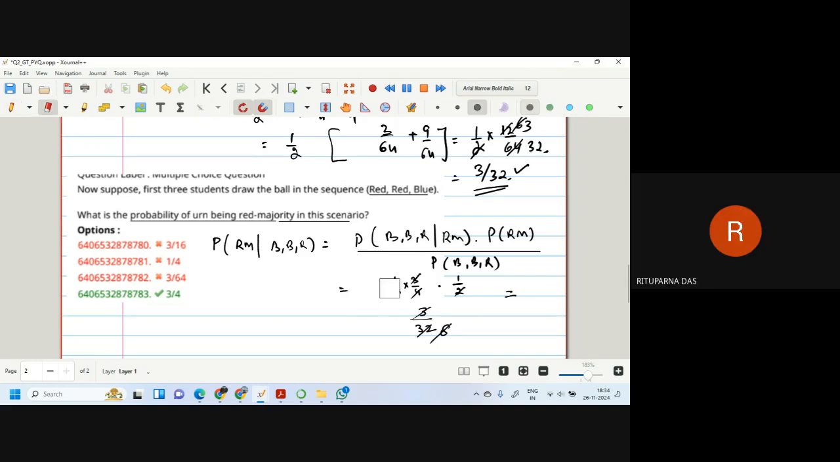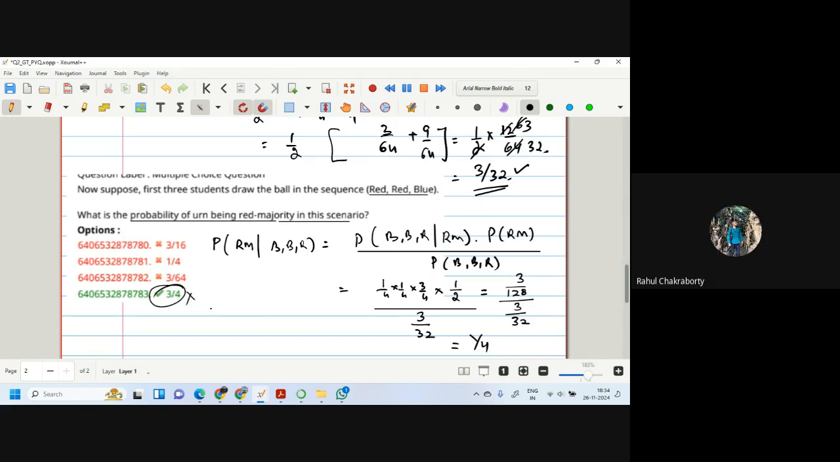What did I do? 3 by 4. The probability of BBR had come as 1 by 4 into 1 by 4 into 3 by 4, into the probability half. So this is 1 by 2, and this is 3 by 32. So this will become 3 over 4, this is 64, 128. It should come 1 by 4. Yes, 1 by 4. Okay, so this answer is not correct.